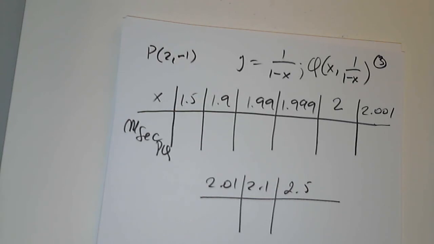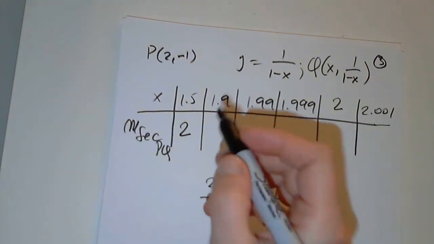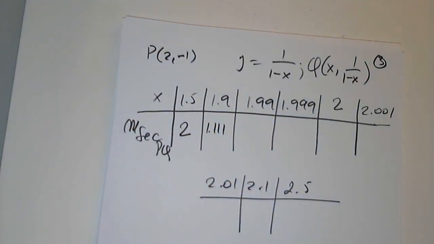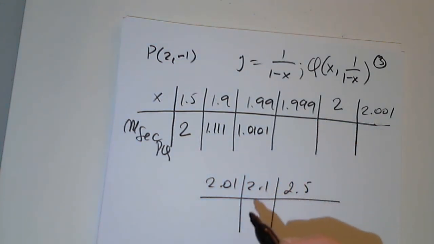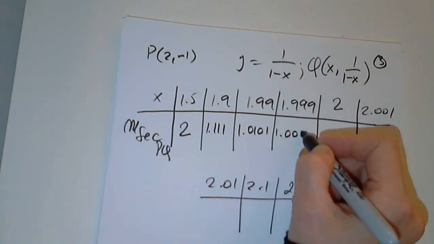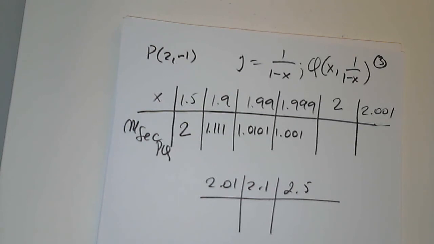Yes, I did get 2. Thank you. I did get 1.111, and the next one, 1.0101, and 1.001. Am I correct? Has anyone checked? Now I'm going the other way.